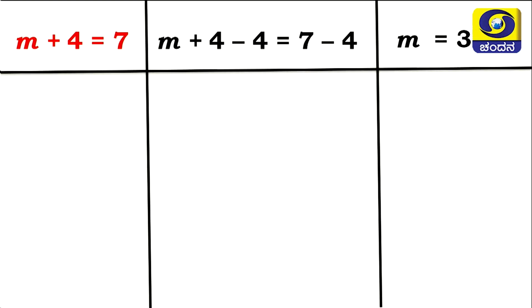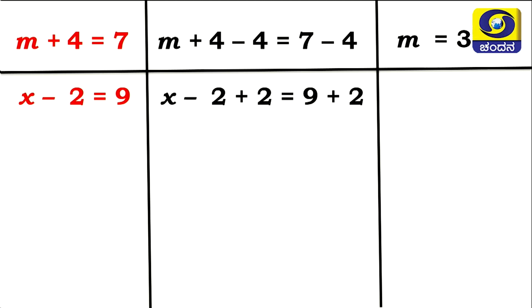Very good. Second one, x minus 2 is equal to 9. You have already seen in the activity, x minus 2. Yes, subtraction is here. Then what do we do? Add 2 on both sides. Therefore, x minus 2 plus 2 is equal to 9 plus 2. Then minus 2 plus 2 is 0. 9 plus 2 is 11. That is, x is equal to 11.